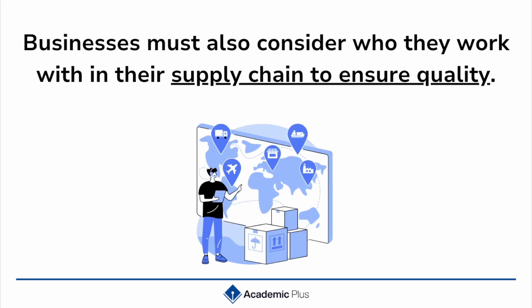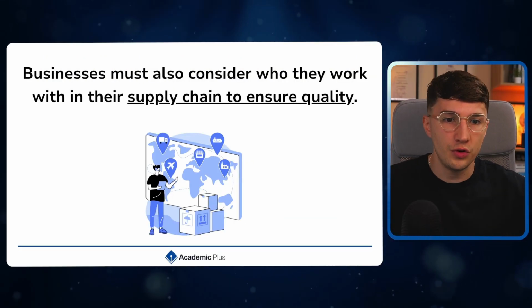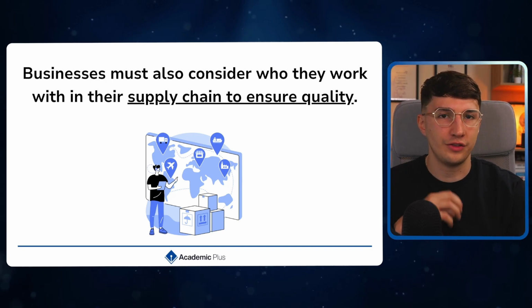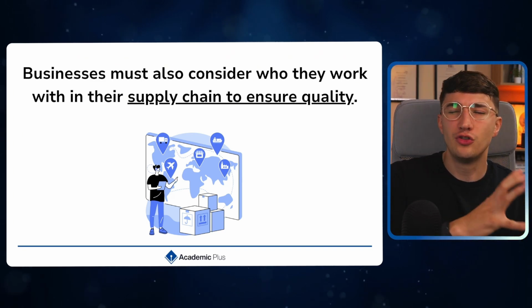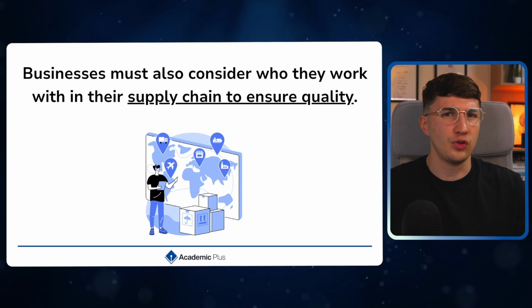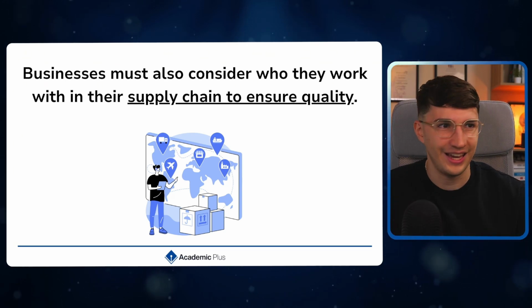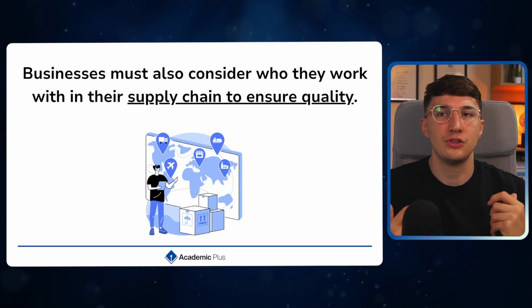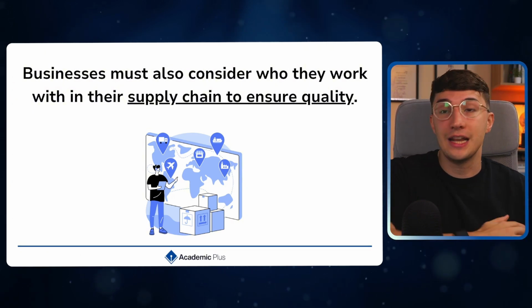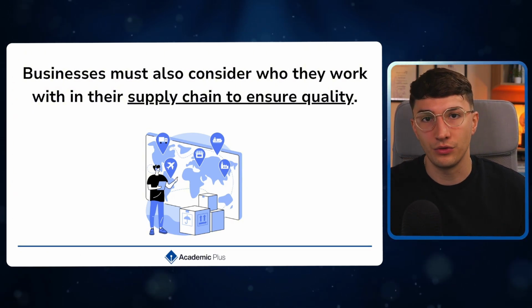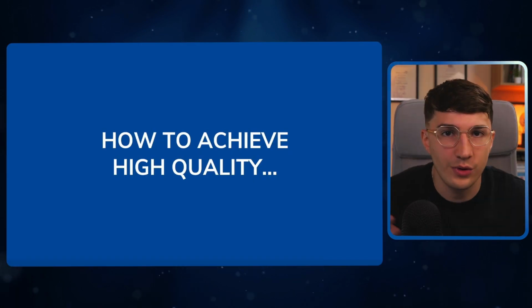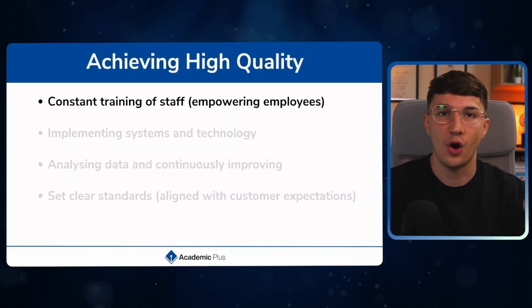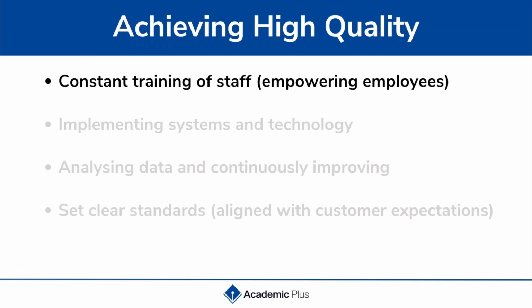However, a business must also consider who they work with in their supply chain to ensure good quality. For example, you wouldn't want to say you've got the best quality product and service on the market just to work with a supplier whose raw materials are fairly tacky, not of good quality, and not very durable. So a business must ensure that their entire supply chain is of the quality standards that they want to follow. So how can a business then look at going to achieve high quality? A couple of different things that we can look into.